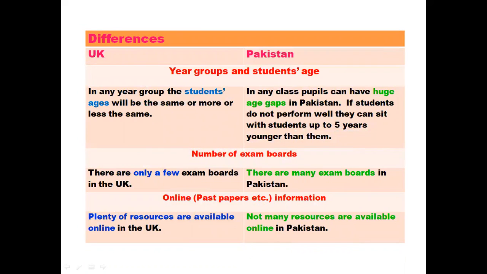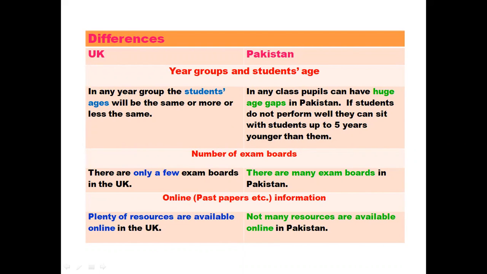Looking at year groups and students' age, in any year group the students' age will be the same or more or less the same in the UK, while in Pakistan, in any class, pupils can have huge age gaps. And if a student does not perform well, he or she can sit with students up to 5 years younger than him or her.